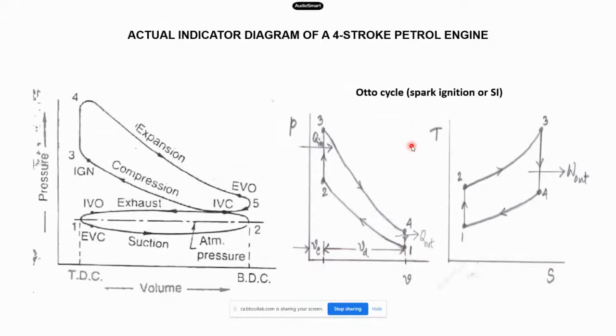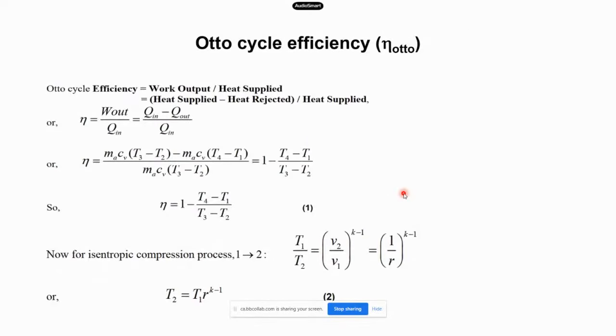So this is called an Otto cycle, or a petrol engine cycle, or a spark ignition or SI cycle, consisting of 4 processes: compression, constant volume heat addition, expansion, and constant volume heat rejection. That's all we have. So we move on now to the efficiencies.